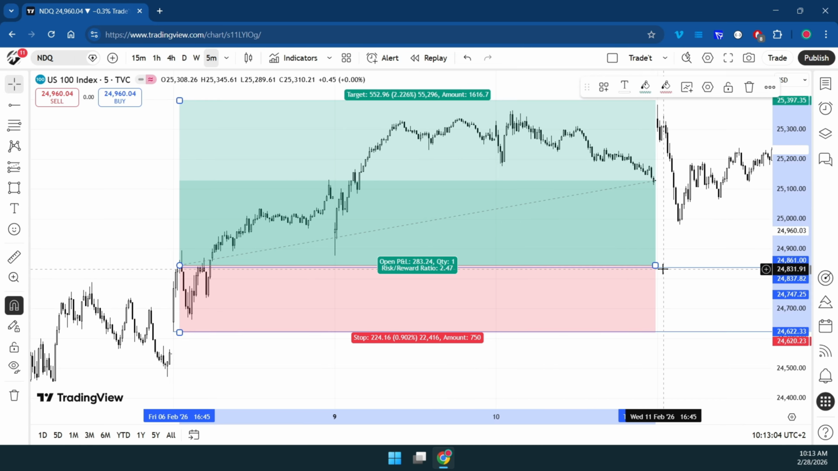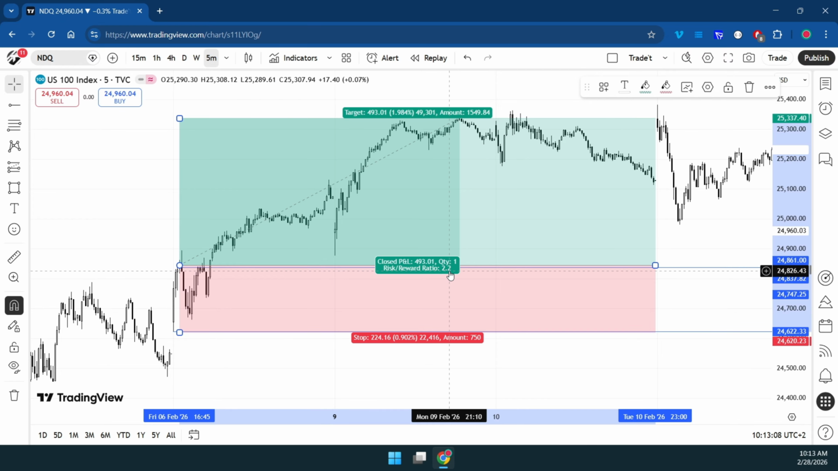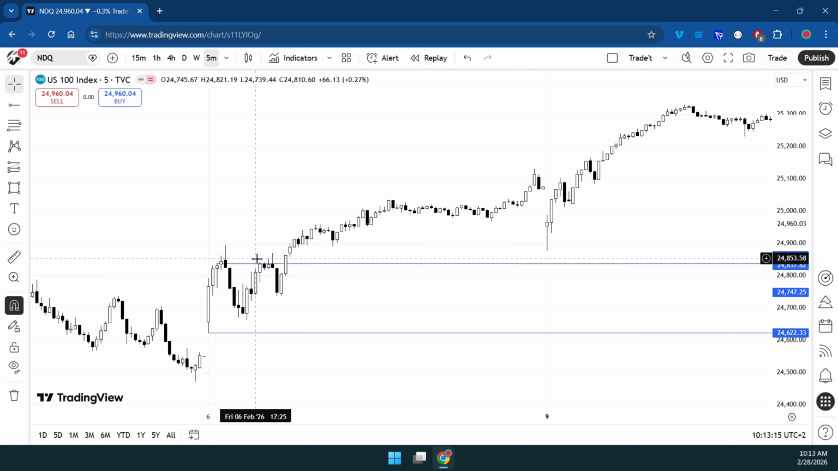at approximately 1 to 1.5. If I want to hit the maximum, let's say I'm at a 2 risk to reward ratio, which is very good. However, this is a simple breakout. Now let's talk about a retest.